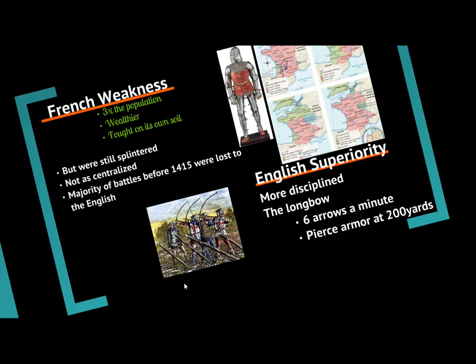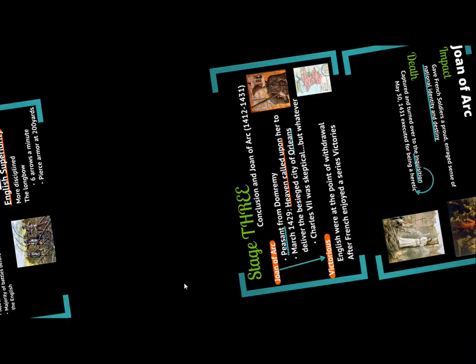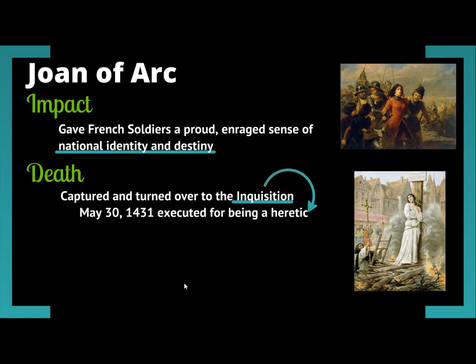The English are just superior in strategy and in technology. They are more disciplined, and they have a long bow, which can shoot 6 arrows a minute, and it's able to pierce armor at 200 yards away. So they have the advantage here. But then here enters Joan of Arc.